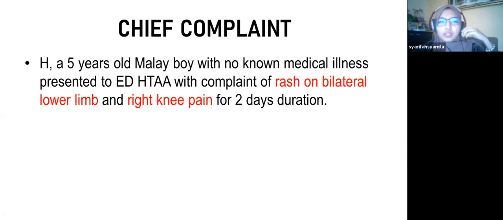For the chief complaint, H, a 5-year-old Malay boy with no medical illness, presented to the emergency department of HDA with a complaint of rash on bilateral lower limbs and right knee pain for 2 days' duration.